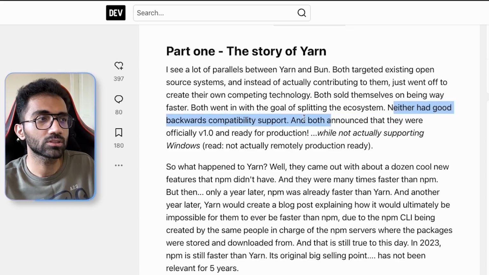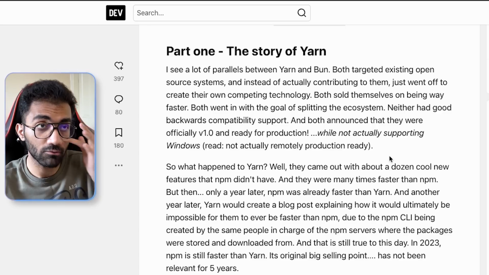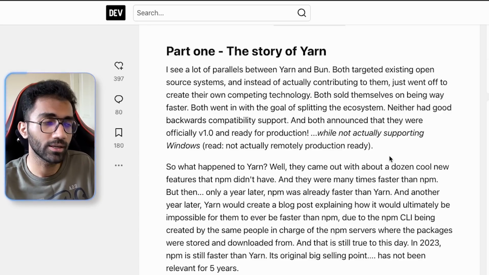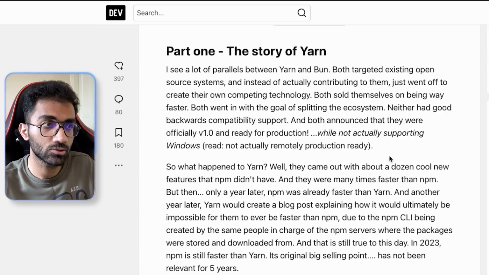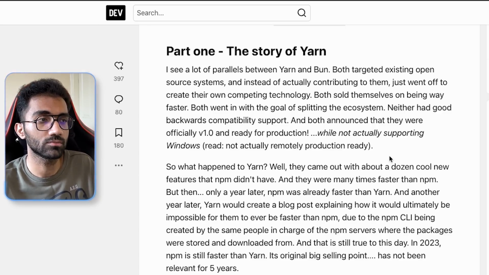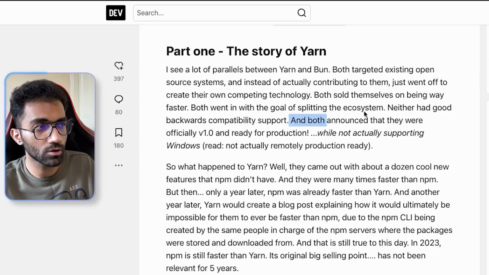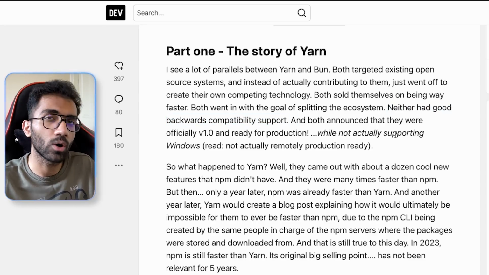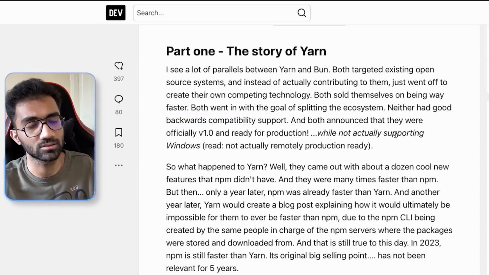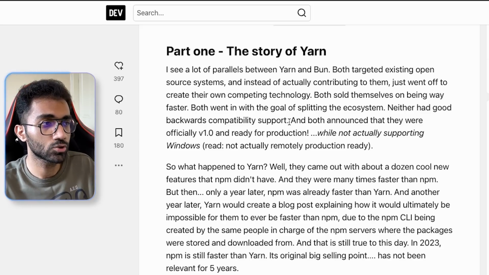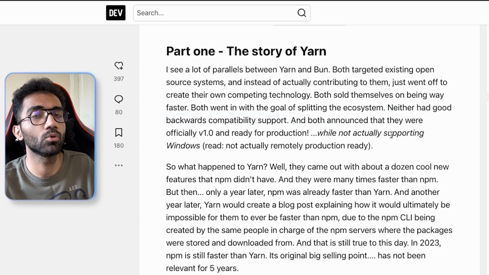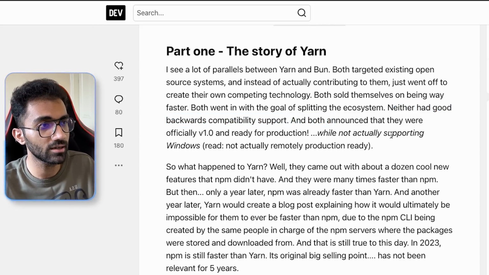Neither had good backwards compatibility support. This is true for V1, but I'm a little skeptical about this sentence because Bun also advertises that it wants to be a drop-in replacement for Node. So that means it has to support Node as a whole. So I'm not sure if this sentence would hold 1 year, 2 years down the line for Bun if it is around. But yeah, that is true for version 1. It doesn't support everything Node has to offer just yet.